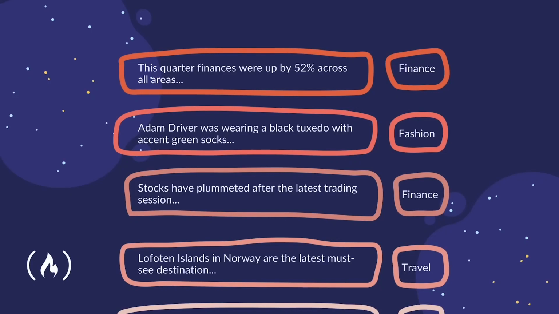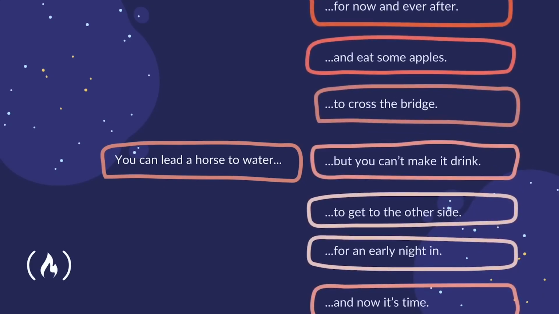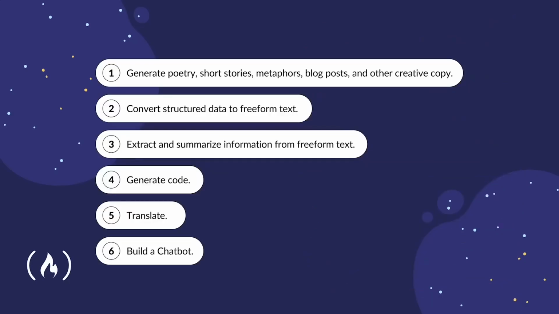Just like guessing a category that a paragraph can belong to, we can train models to take an input of text, such as "you can lead a horse to water," and have the LLM output text statistically return "but you can't make it drink," as the following text suggestion based on patterns learned from the training data. In fact, you can use this basic property of LLMs for various applications. You can use it to generate poetry, short stories, metaphors, blog posts, and other creative copy, or convert structured data to free-form text, or even extract and summarize information from free-form text, generate code, translate, or build a chatbot like we will be doing today.